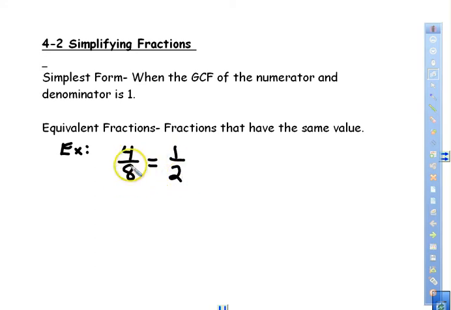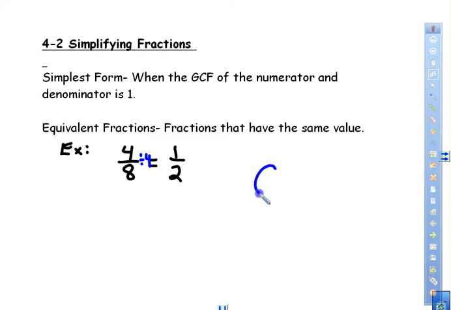The greatest common factor of 4 and 8 is actually 4. So if we divided both of those by 4, we would get 1, because 4 divided by 4 is 1, and then 8 divided by 4 is 2. So equivalent fractions are simply fractions that have the same value, and 4/8 is the same ratio as 1/2.